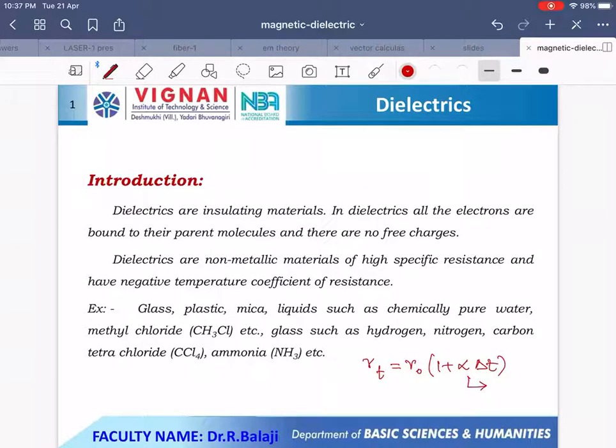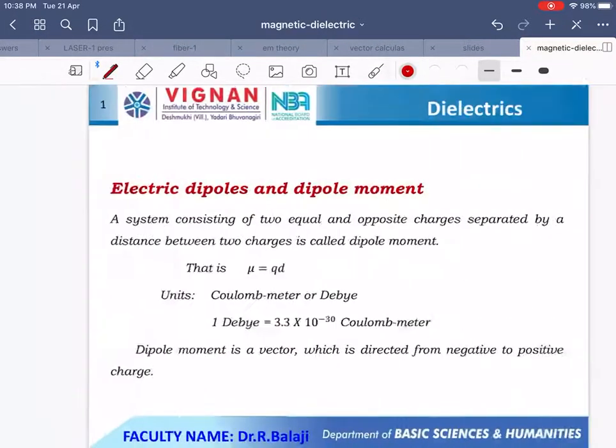In some materials this alpha is positive, and in some materials alpha is negative. If it is positive, the resistance increases with increasing temperature. If it is negative, the resistance decreases with increasing temperature, right? So dielectrics are non-metallic materials of high specific resistance, so their conductivity is low, and they are insulators. But remember, not all insulators are dielectrics, and dielectrics have a high negative temperature coefficient of resistance. The best examples of dielectrics are plastic and mica.